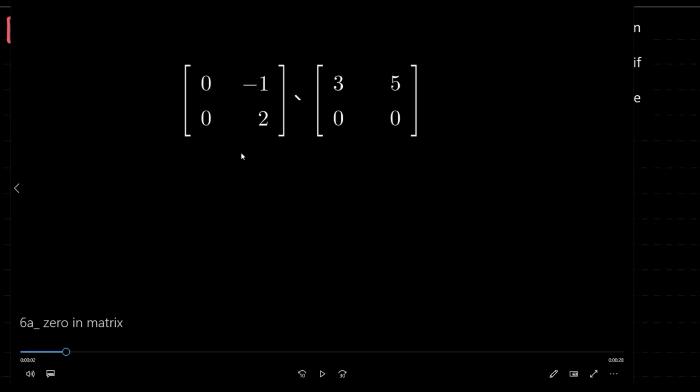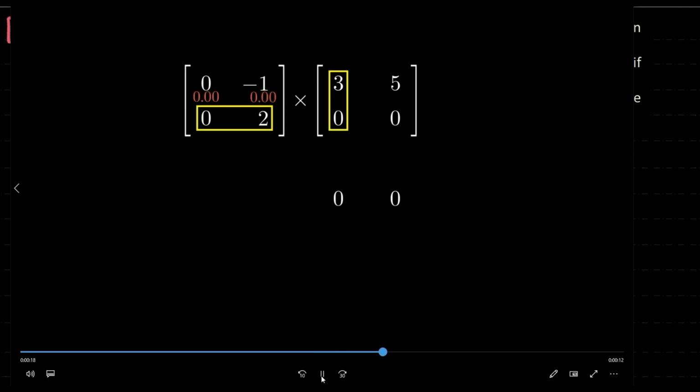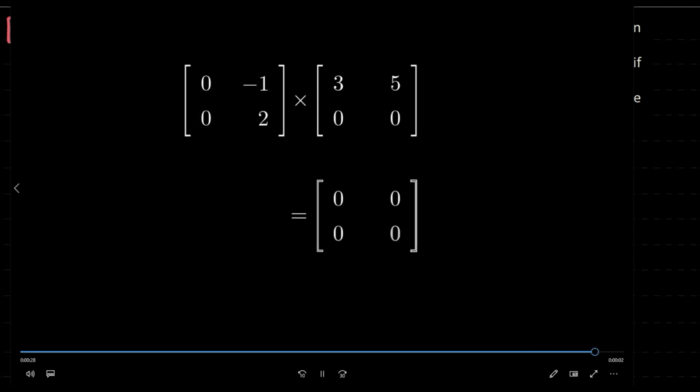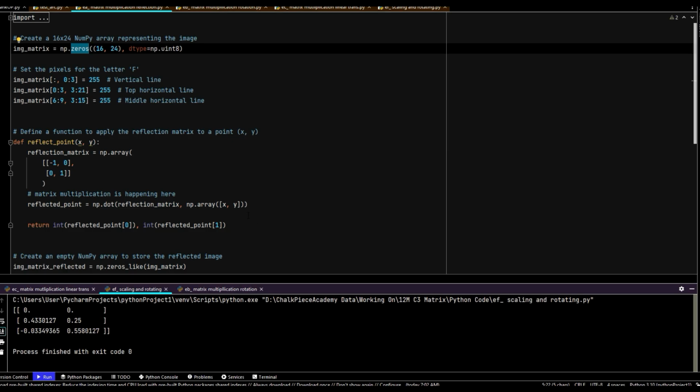Now, what we are trying to show is if we multiply two non-zero matrices, it need not result in a non-zero matrix again, but it can result in a zero matrix. As you can see, the calculation, and all of this put together is 0. Okay. Now, I would like to show you guys one more.